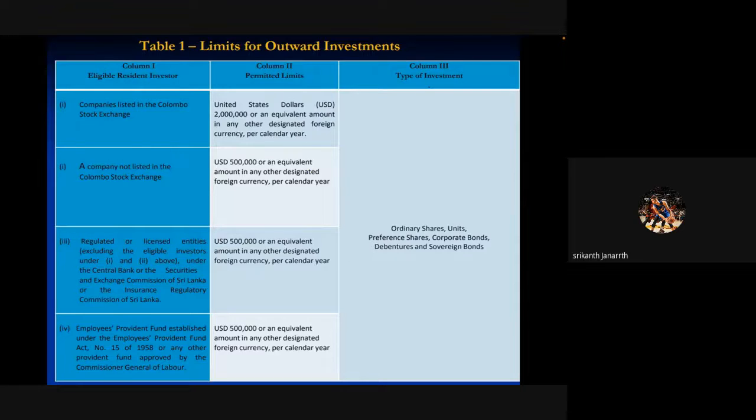If it is a public quoted company, per annum they can invest $2 million per calendar year, or its equivalent. There is a limit for outward investment. If it is a private company, a non-listed company, they can go up to 500,000 or equivalent, right? The other entities, excluding 1 and 2, the other categories, can also go up to 500,000 per calendar year. All the investments are focused on these ordinary shares, preference shares, debentures, corporate and sovereign bonds, right? And the Employee Provident Fund, again, they can also go up to 500,000 per calendar year.